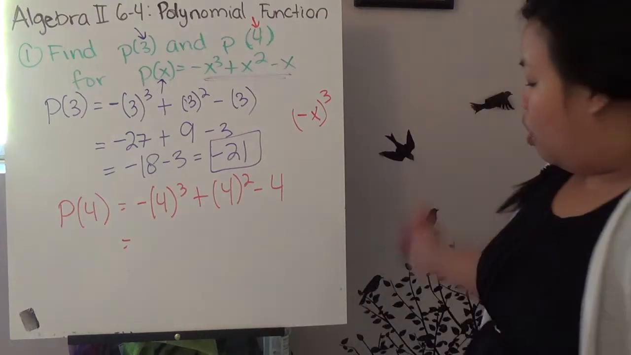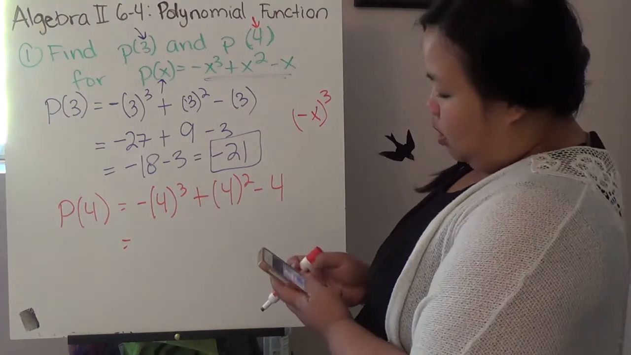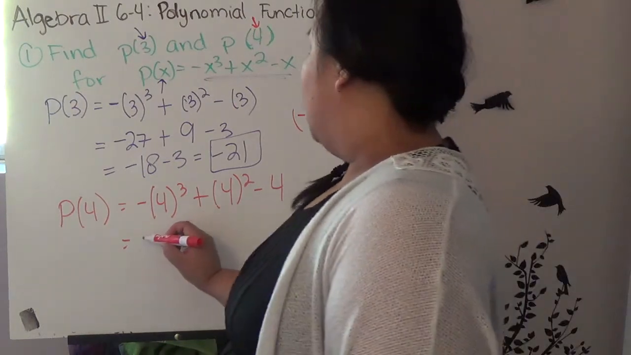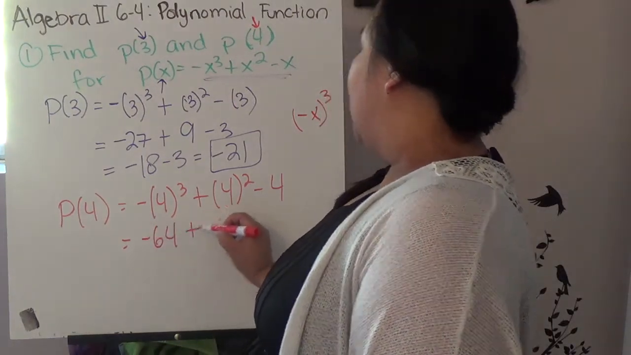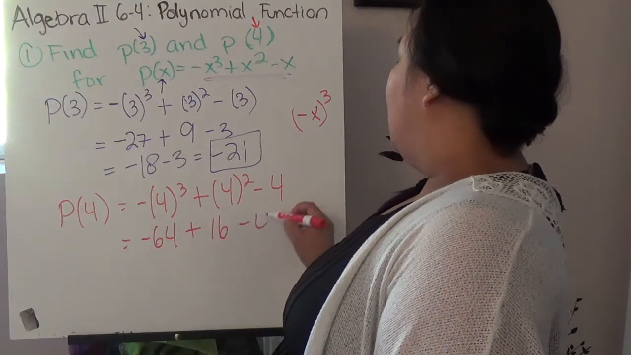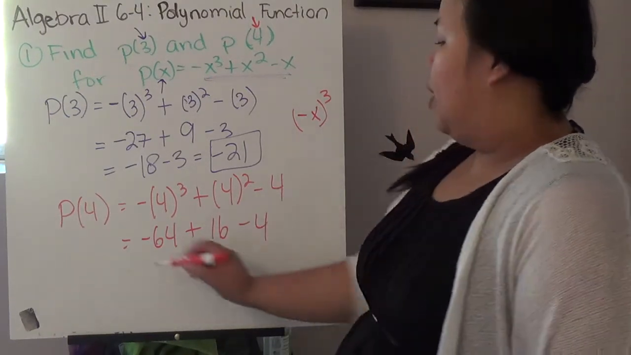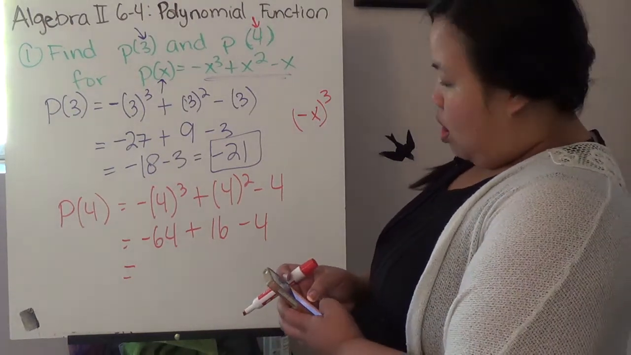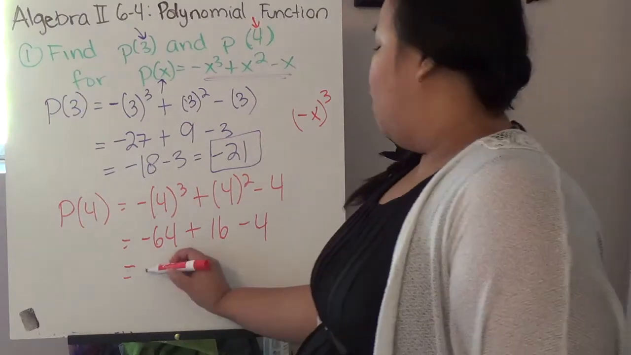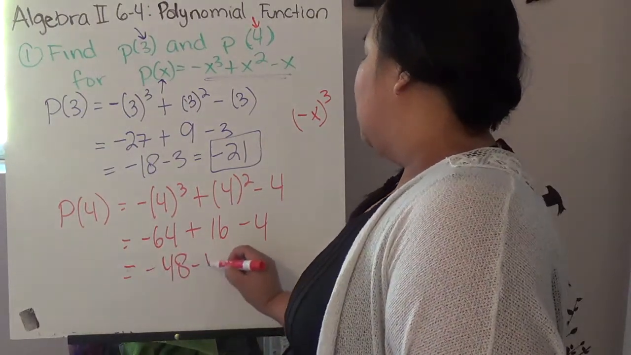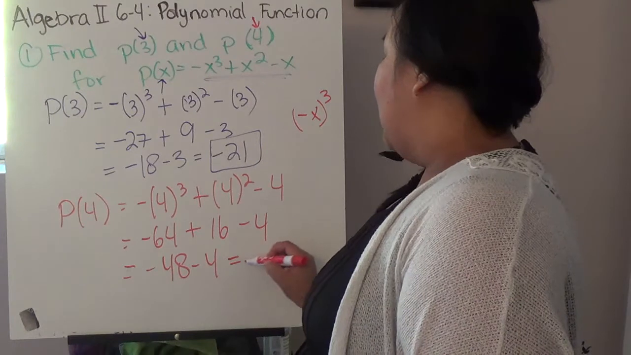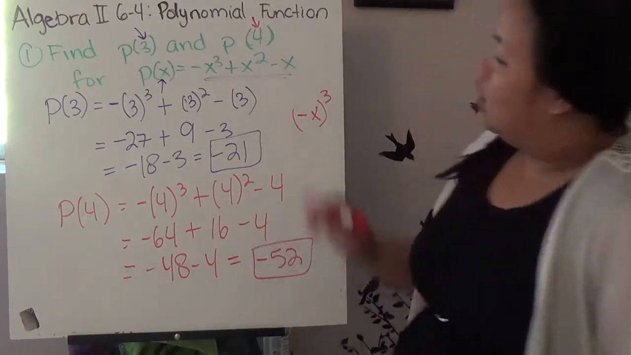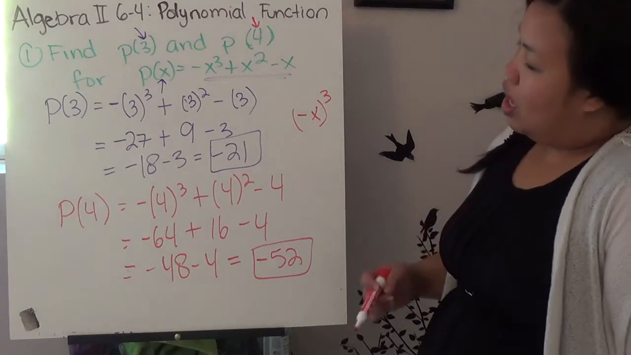So 4 times 4 is 16 times 4 is 64, negative 64, plus 4 times 4, which is 16 minus 4. Okay? And then we go ahead and negative 64 plus 16 gives us a negative 48 minus 4. Negative 48 minus 4 gives us a negative 52. And these are our two answers, negative 21 and negative 52.